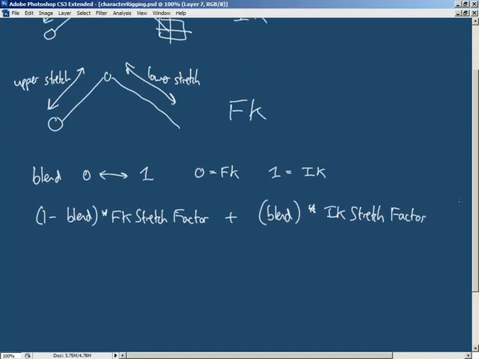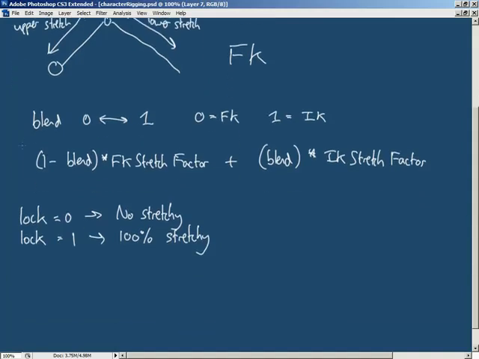What we can do, just as we did with the leg, is create a lock parameter. So we can have a lock parameter where if lock equals 0, that means we have no stretchiness. And if lock is equal to 1, that means that we have 100% stretchiness. We again can use linear interpolation, and in this case we want to blend between the result of this expression and a value of 1. We want a value of 1 when we have no stretchiness. So when lock is equal to 0, we want a value of 1.